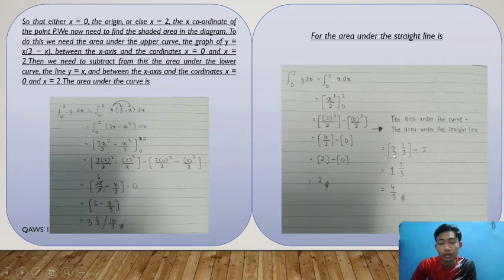Now after this we can continue: 10/3 minus 2, so we get 4/3. So the answer is 4/3.